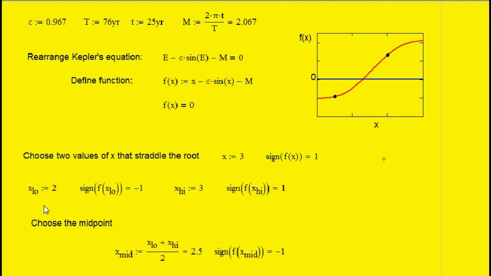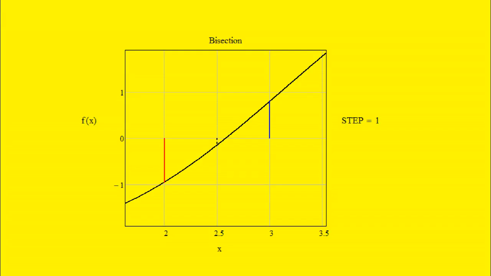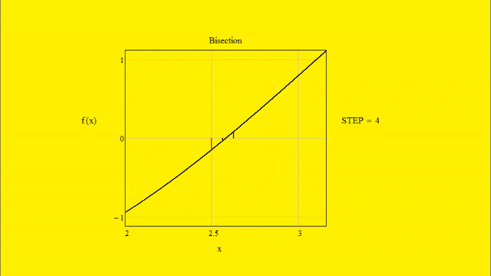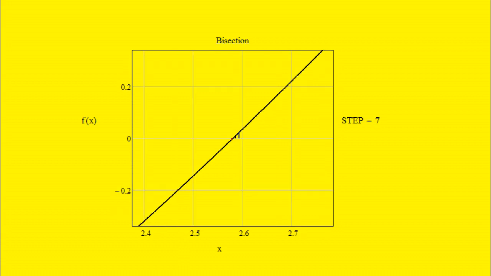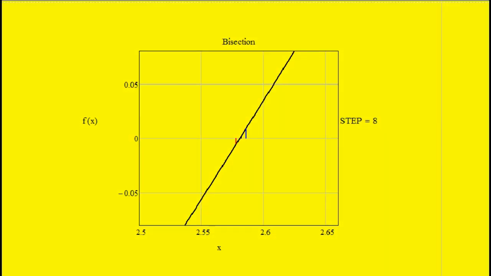Using x low equals 2 and x high equals 3 as starting values, we now choose the average of those two, the midpoint 2.5, as our next value. Since our function of 2.5 is negative, we know that the root must lie between x equals 2.5 and x equals 3. So we replace x low with 2.5 and repeat the process. Let's see this in action. In 8 steps, we get close enough to f of x equals 0.